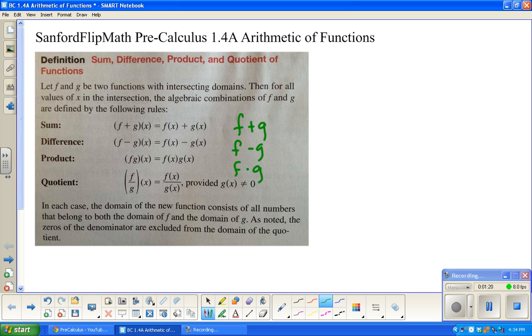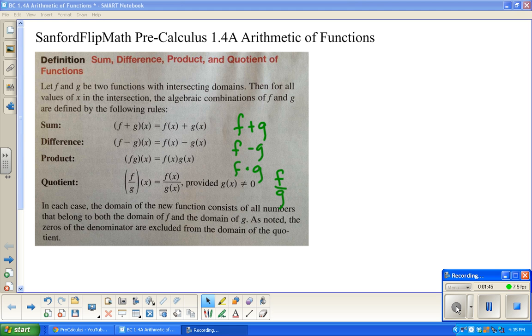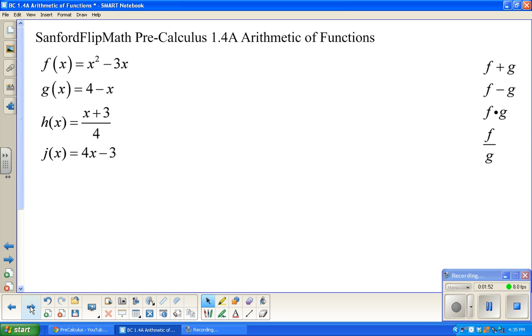Please note that if it's f times g with a dot there, this dot has to be filled in, or f over g for division. All the same domain and range concerns go along with this. If something's in the domain of g and in the domain of f, then it's in the domain of f plus g, f minus g, f times g, f divided by g, provided that g of x itself doesn't end up being 0, because you can't divide by 0. So it's actually pretty intuitive, and we're just going to do some quick examples of this.